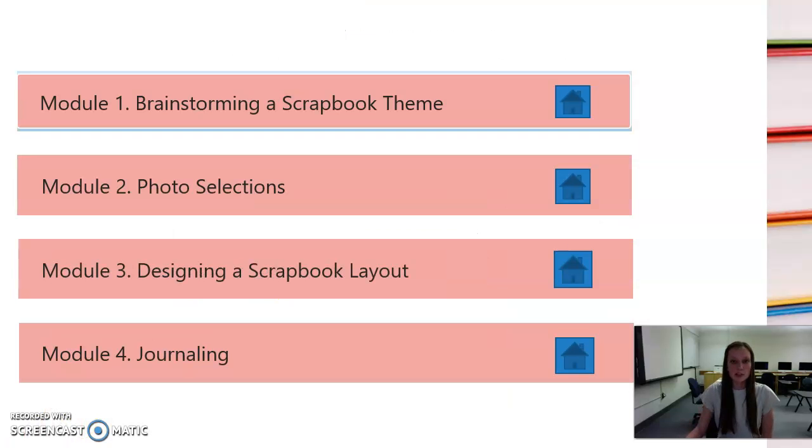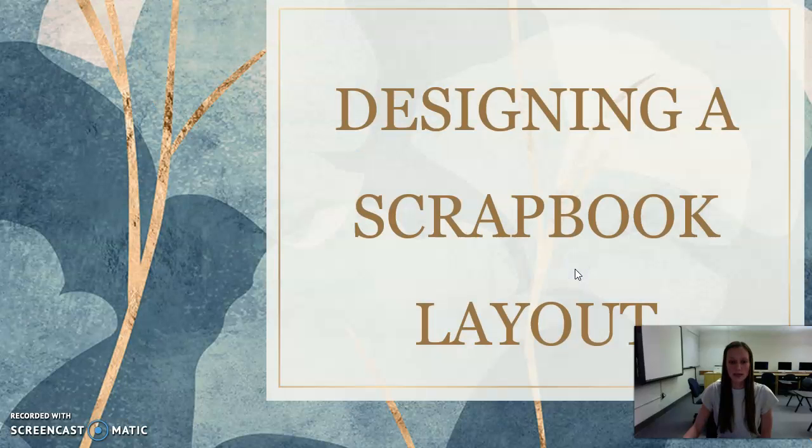At the very end of my introduction, the students would be presented with the main menu. The main menu consists of the 4 modules, and if they have any desire to jump ahead, all they would need to do is click the home button. For example, if I wanted to jump to designing a scrapbook layout, I would click on the home and it would take me there. You can't really see, but in the bottom right-hand corner there's an information.